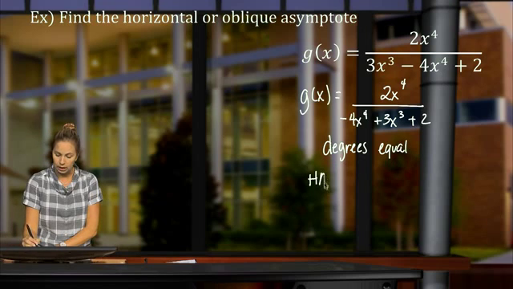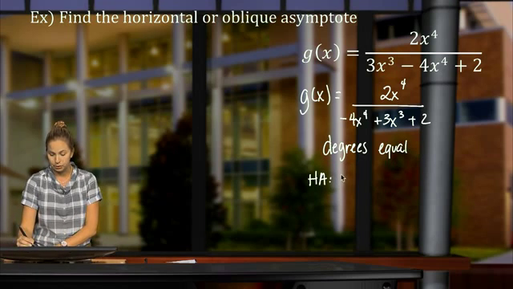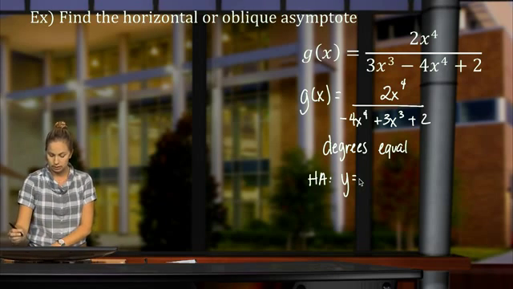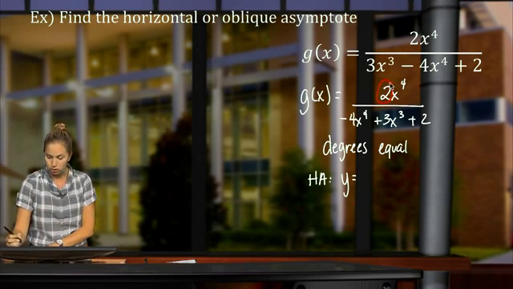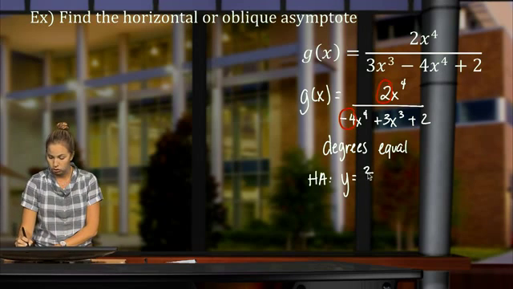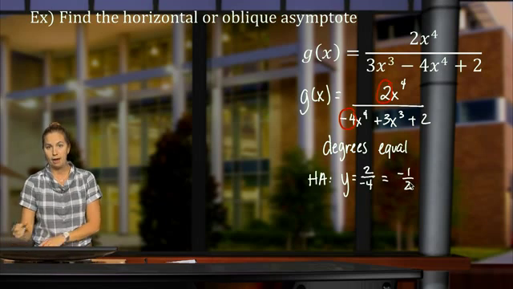When the degrees are equal, we have a horizontal asymptote at y equals the ratio of our lead coefficients. So the lead coefficient in the top was 2. The lead coefficient in the bottom was negative 4. So this is 2 over negative 4, which simplifies to negative 1/2.